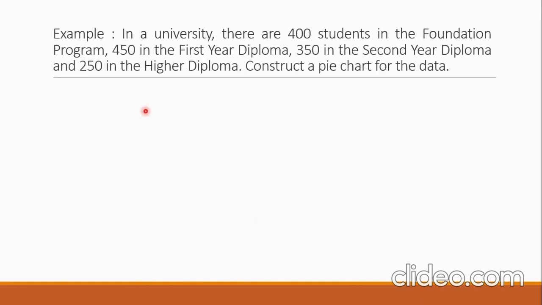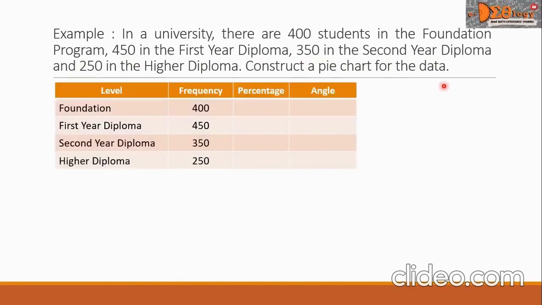Let us see one example here. In a university, there are 400 students in the foundation program, 450 in the first year diploma, 350 in the second year diploma, and 250 in the higher diploma. Construct a pie chart for the data. It is advisable that we put the data in a table.